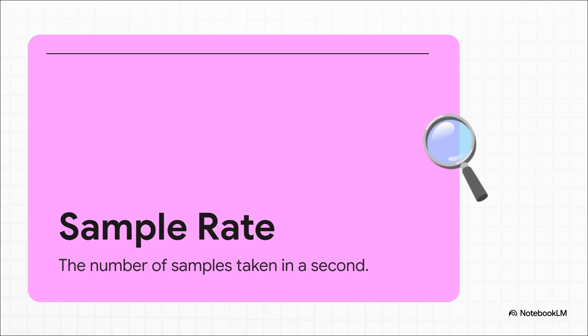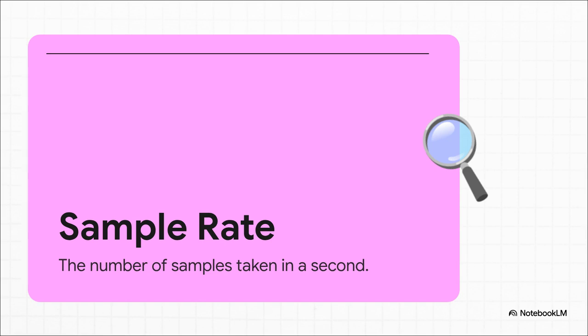To really wrap our heads around this, we need to define 2 key terms, starting with sample rate. Sample rate is simply the number of samples taken in a second. Think of it as how frequently the computer is checking in on that sound wave to record its exact position. Just to put that into perspective, standard CD quality audio samples the sound wave over 44,000 times in a single second. That's mind-blowing.